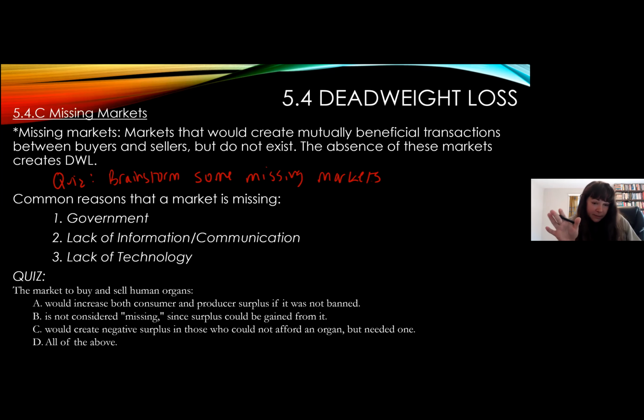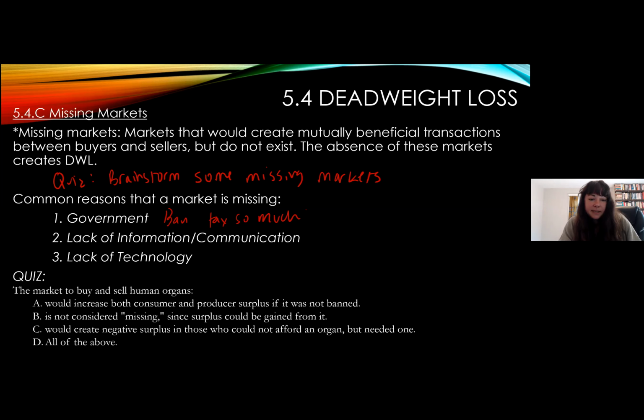Okay, so hopefully you thought of some good markets that are missing. Here's 3 common reasons that a market would be missing. The government could ban it, or they could tax it so much that it's taxed out of existence. An example of this would be in the US, it's illegal to buy and sell kidneys. One of the reasons the government bans that is they believe that if you could earn money from selling a kidney, maybe there'd be all these people abducting people and stealing their organs, so they could sell them on the market.